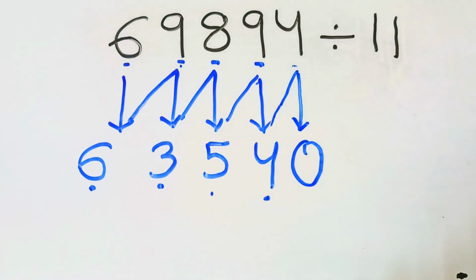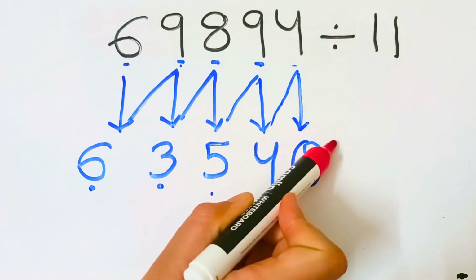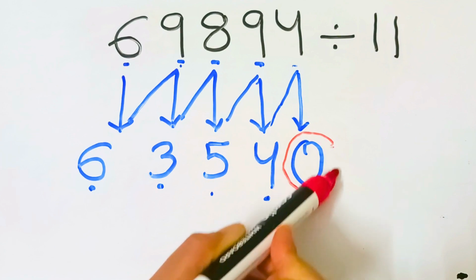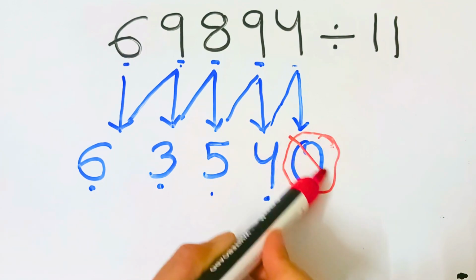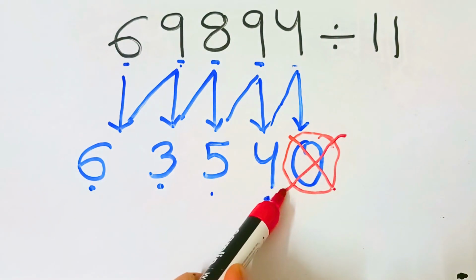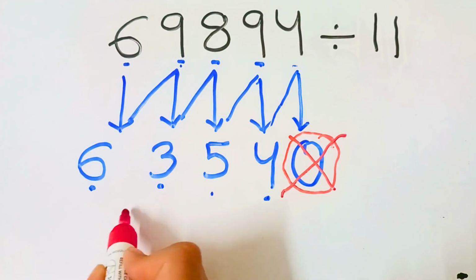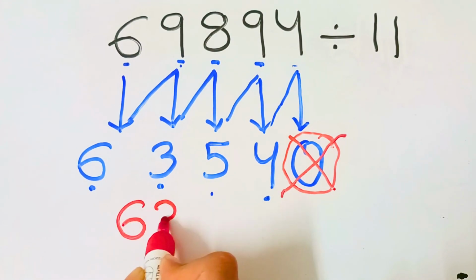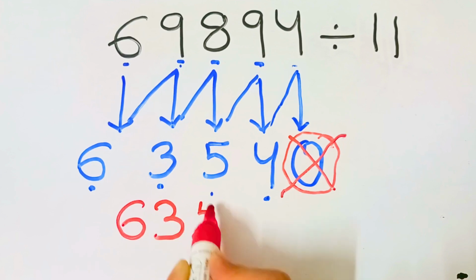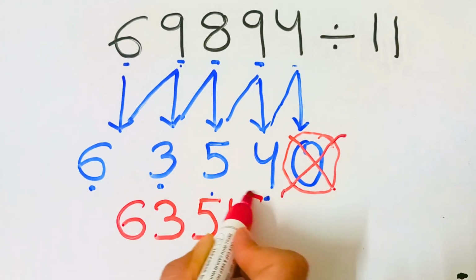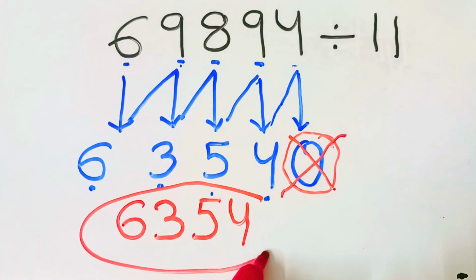Then as I said earlier, if your last digit is 0, and here you can see your last digit is 0, you have to remove this 0 from your answer. So just cross that one. Then what will be your answer? Your answer will be 6354. This is your answer. If anybody wants a cross check, then do it. You can do it by using the conventional way of division, or you can check with a calculator also.